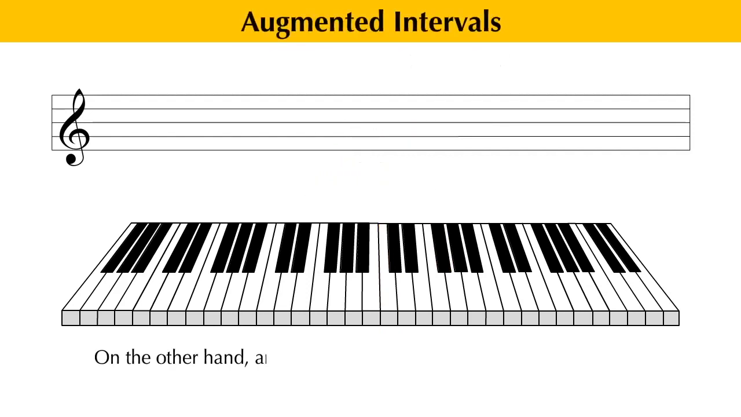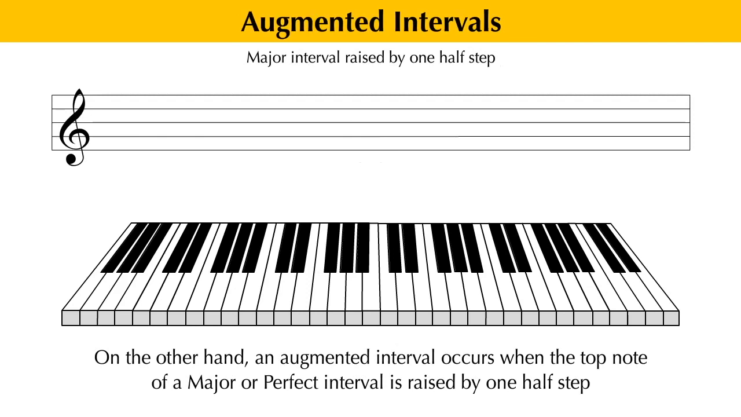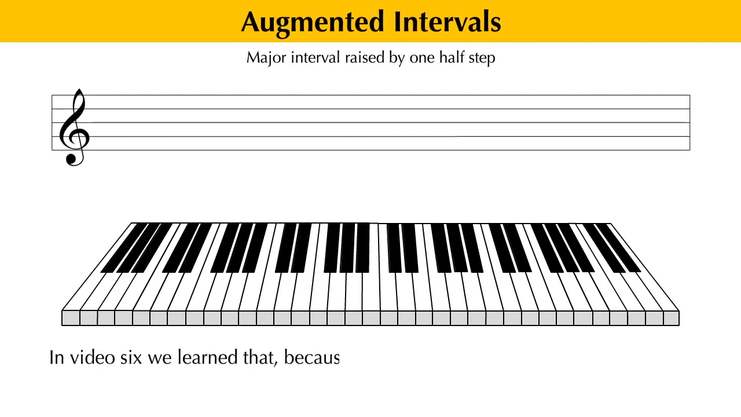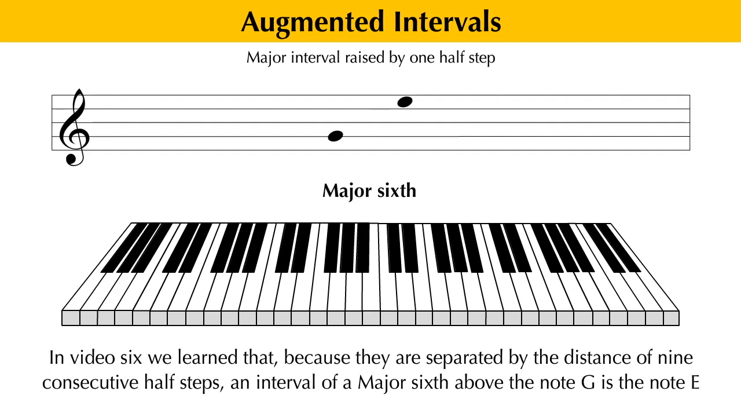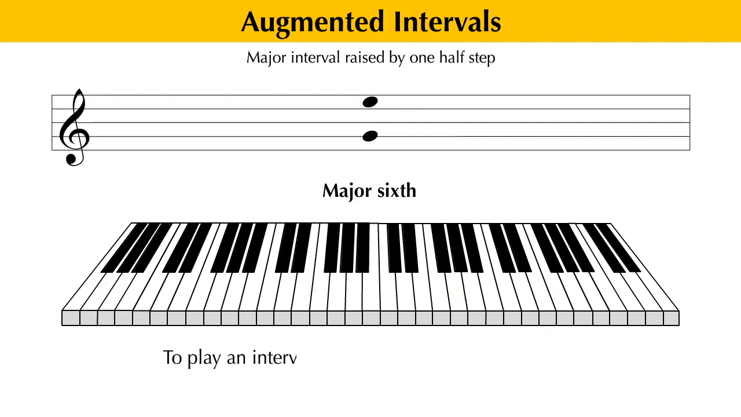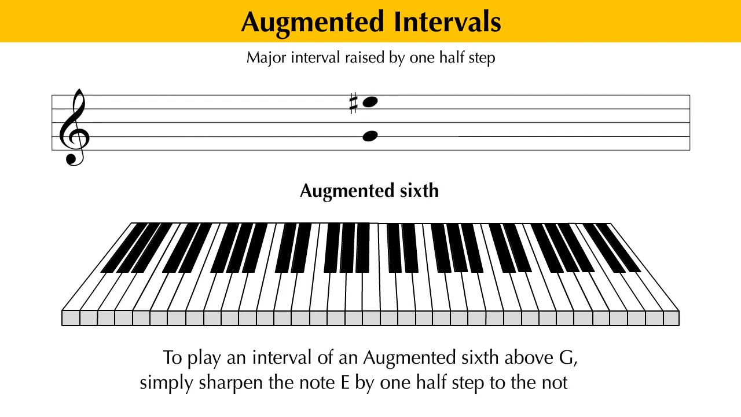On the other hand, an augmented interval occurs when the top note of a major or perfect interval is raised by one half step. In video 6, we learned that because they are separated by the distance of 9 consecutive half steps, an interval of a major sixth above the note G is the note E. To play an interval of an augmented sixth above G, simply sharpen the note E by one half step to the note E sharp.